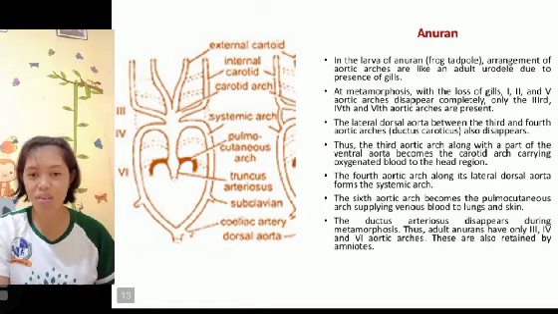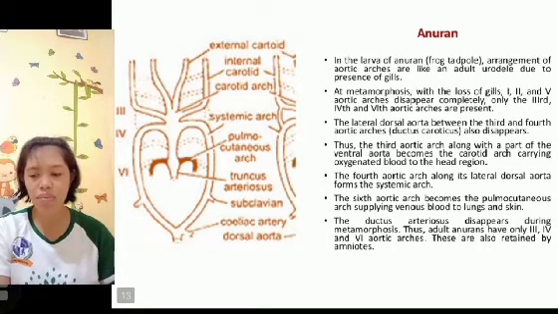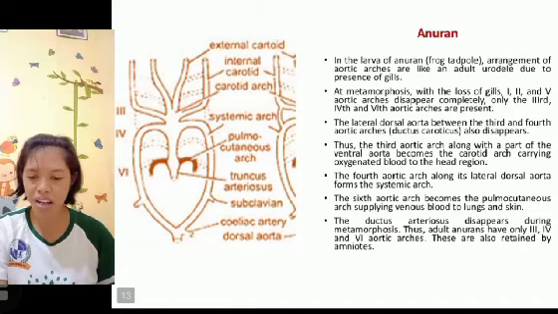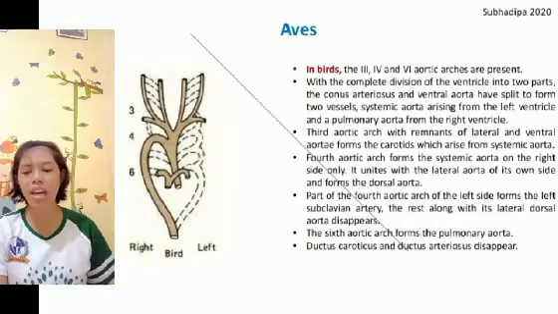So the upper part forms the carotid arc, then the lower part of the 4th arc forms the systemic arc. Now the 6th aortic arc becomes the pulmocutaneous arc, supplying venous blood to the lungs and skin. So the ductus arteriosus disappears during metamorphosis. Thus, adult anurans have only the 3rd, 4th, and 6th aortic arcs. These are also retained by amniotes.